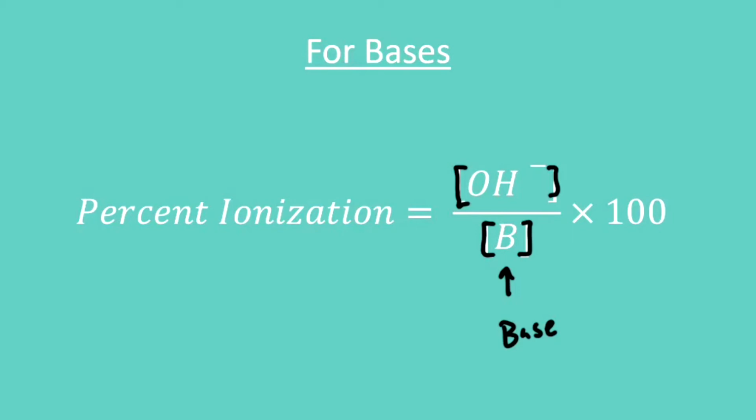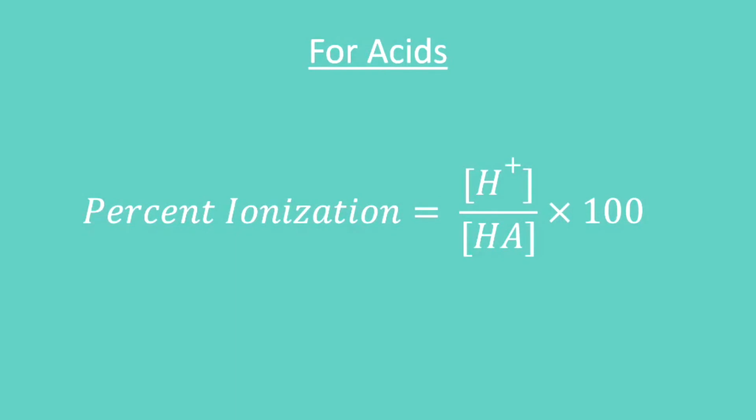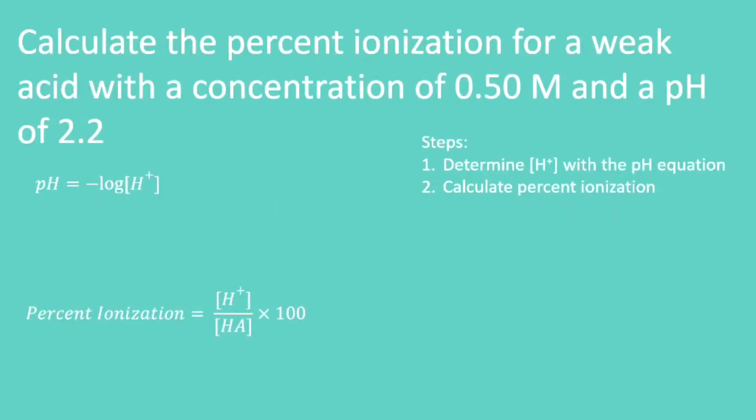We can do the same thing for acids. Here we put H+, what dissociates from an acid, on top, and HA, the original acid, on the bottom. Let's practice using these equations. Here we have a problem that says calculate the percent ionization for a weak acid with a concentration of 0.5 molar and a pH of 2.2.